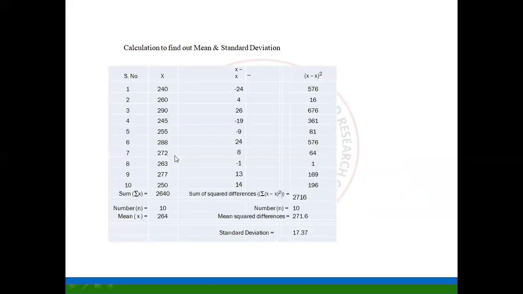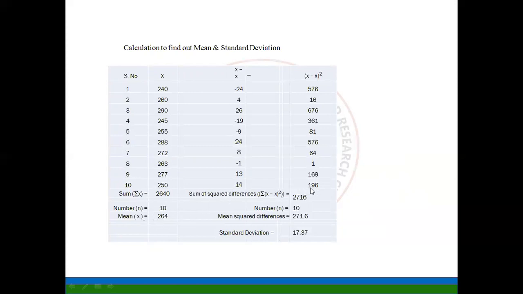Please construct a table here with a serial number with all the values, and also x minus x bar, and also x minus x bar square. Here the x bar, that is the mean, is 2640 divided by the number of observations, that is 10. So the mean here is 264.